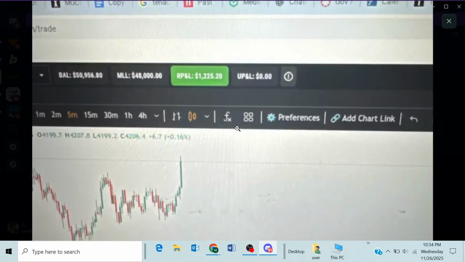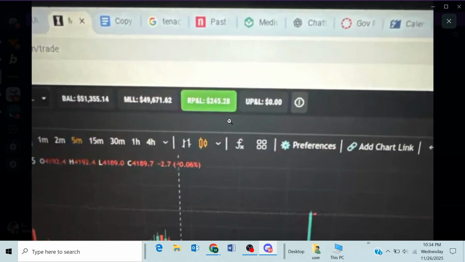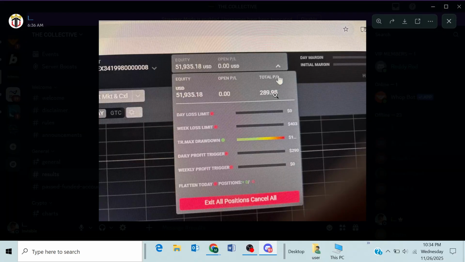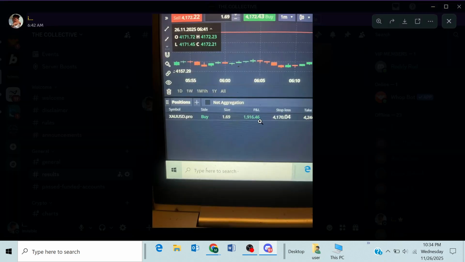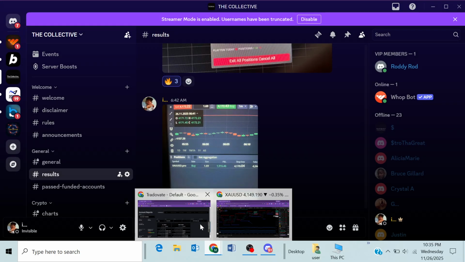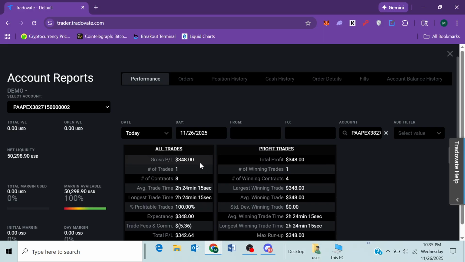somebody made 1,200 on their funded account. Somebody made 245 on their funded account. Another 289. And then as well as 1,900, right? And so the trade we took today, as well as on these two other funded accounts, 348 on that one. This one is actually a live one that I've already passed.